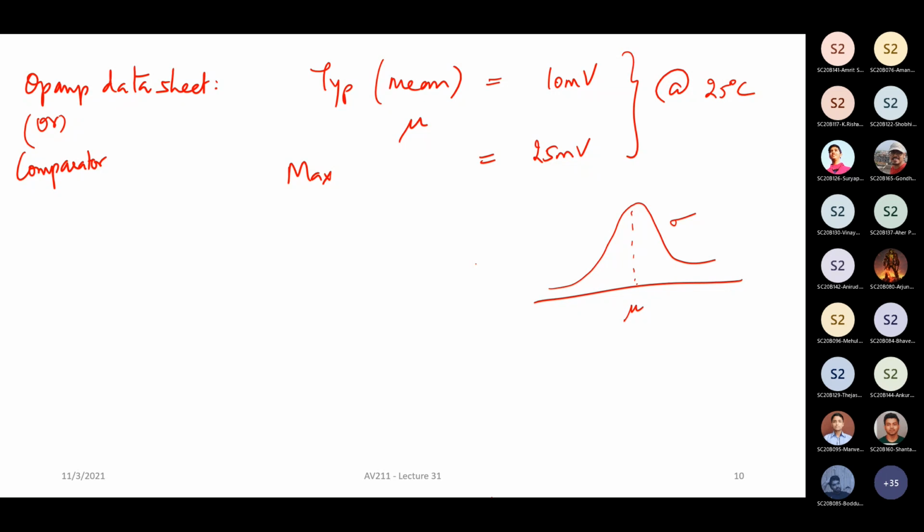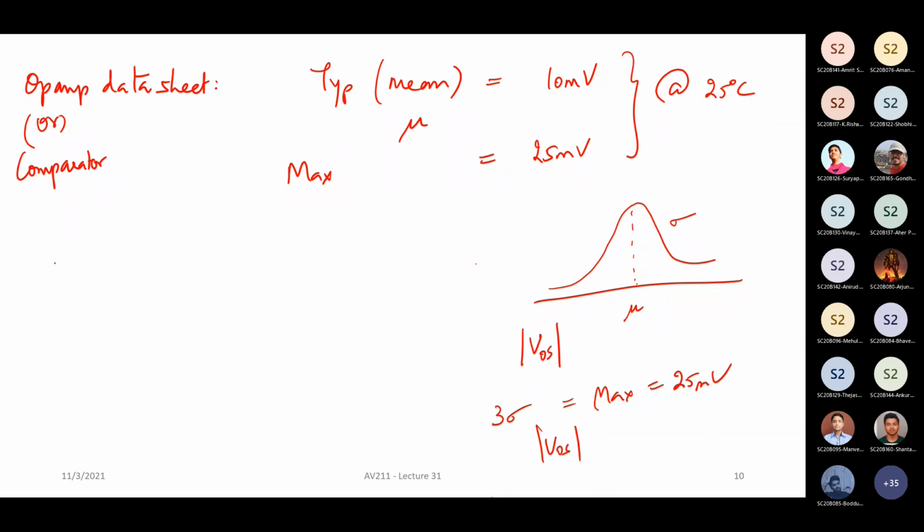So this value mu is nothing but the mod of V offset. It can be plus 10 millivolt or minus 10 millivolt. So when they say your typical offset is 10 millivolt, what they are saying is your mod VOS is 10 millivolt. And it has a certain spread. Probably the 3 sigma value or the 6 sigma value might be the max, which is, let's say, 25 millivolt. Again, this is the mod value.